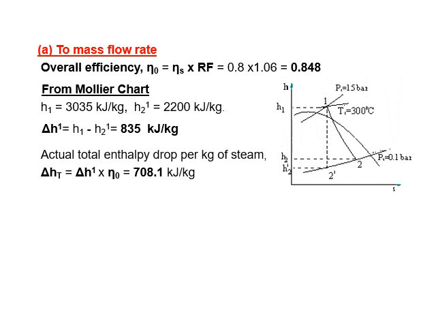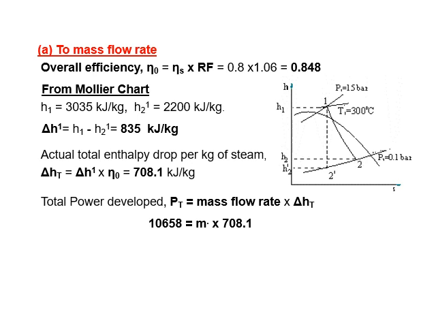Actual total enthalpy drop per kg of the steam, that is total enthalpy change, is equal to delta H1 into overall efficiency, so that is equal to 708.1 kilojoules per kg. The total power developed is equal to P of T is equal to mass flow rate into delta H T, that is the total enthalpy change.